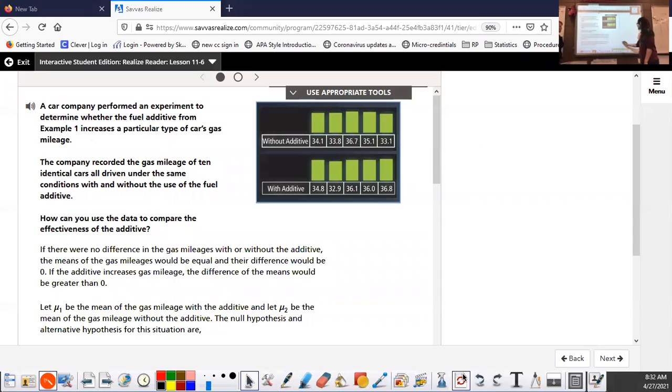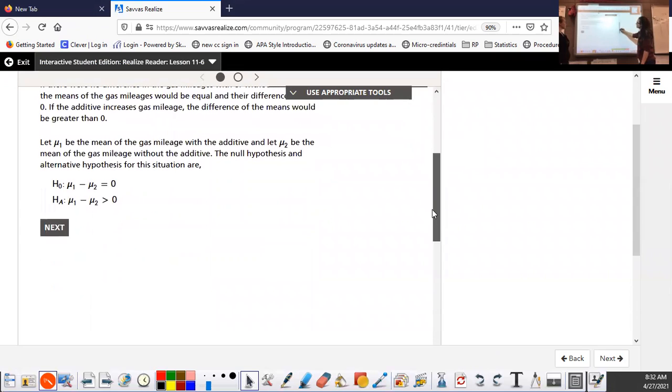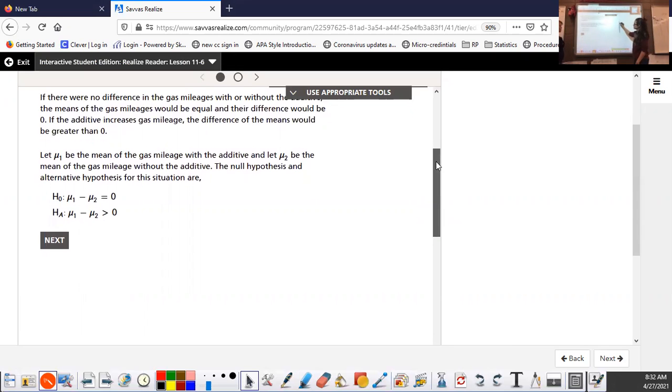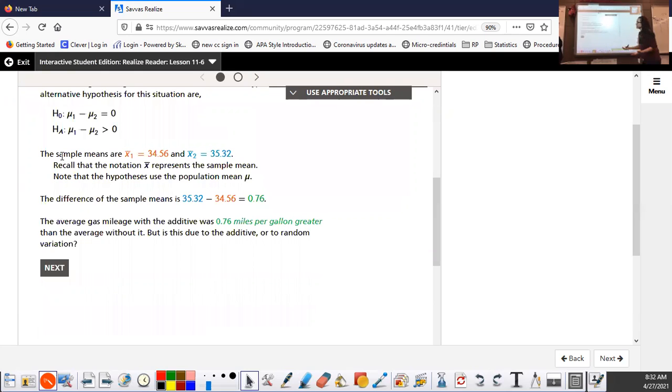Let mu1 be the mean of the gas mileage with the additive, and mu2 be the mean of the gas mileage without the additive. For the null hypothesis, there is no difference. So they're just finding the averages, subtracting, and showing that there wasn't a difference. If the alternative hypothesis is true, that the additive helped, then when you subtracted, you would get a number greater than 0. And they control for the car, so they're all the same type of car.